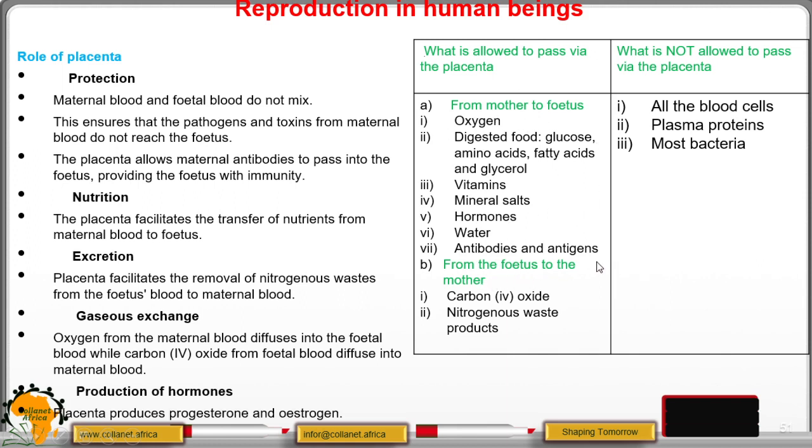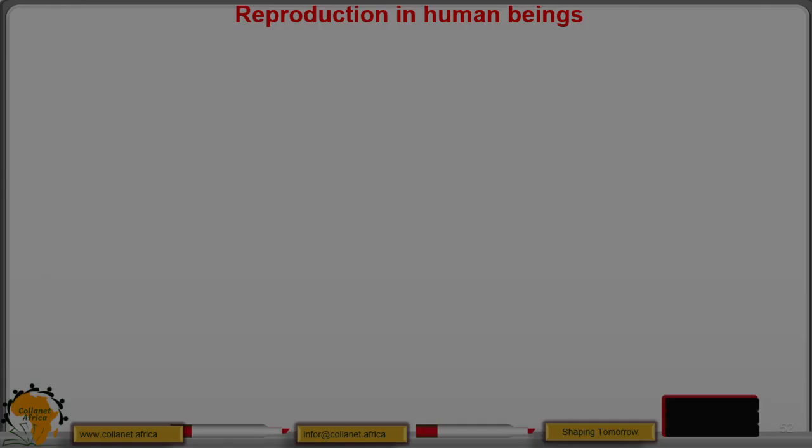And from the fetus to the mother, carbon dioxide and nitrogenous waste products pass. What is not allowed to pass through the placenta is all the blood cells, plasma proteins, and most bacteria.